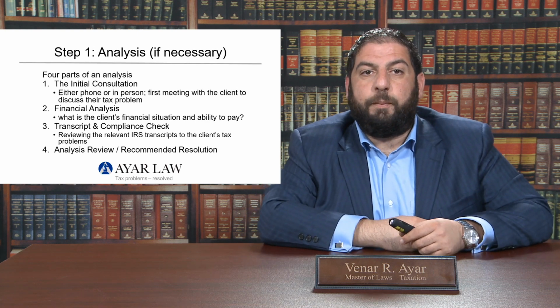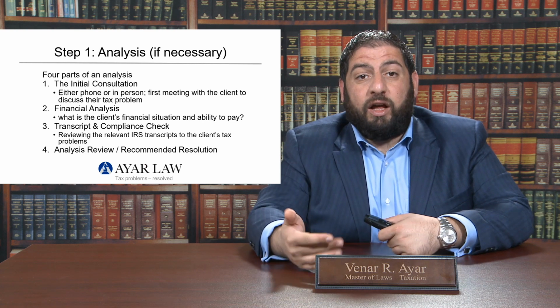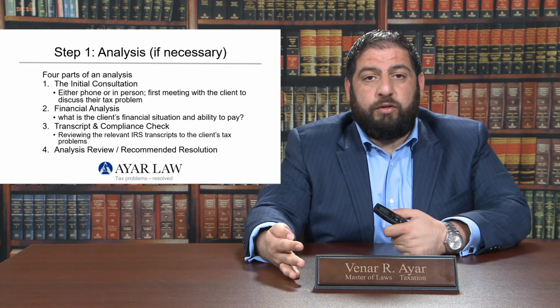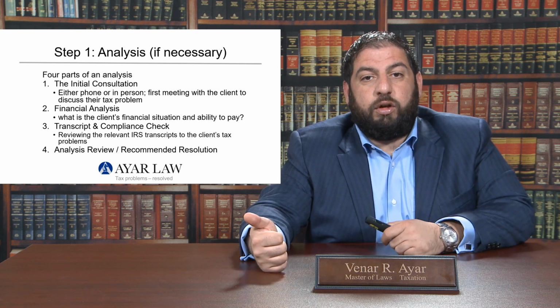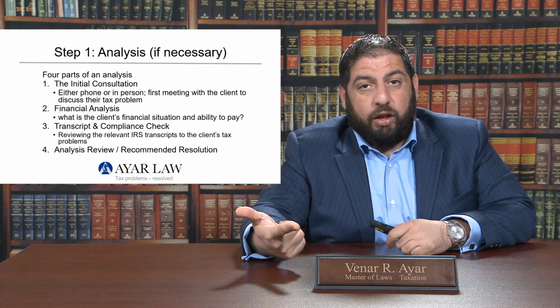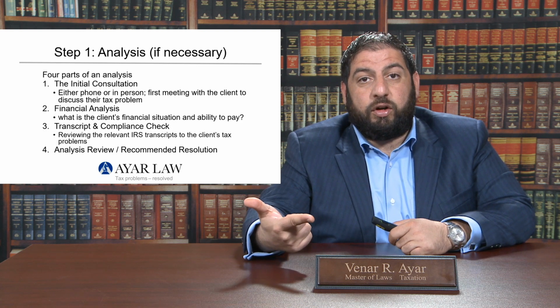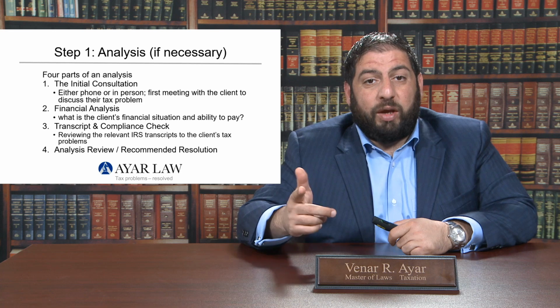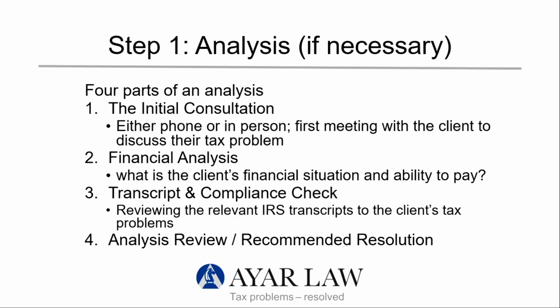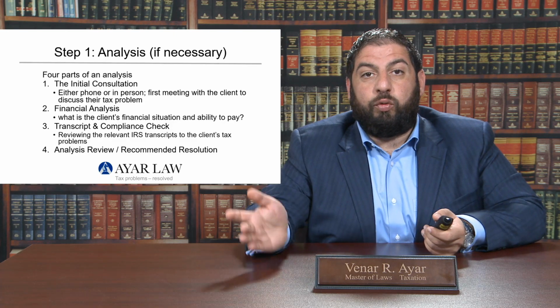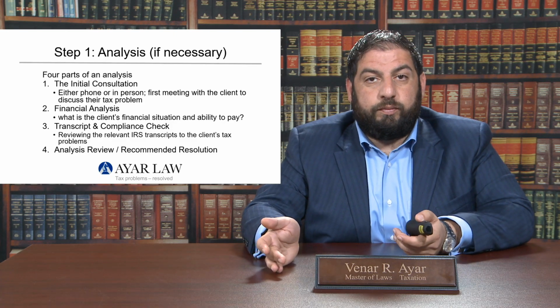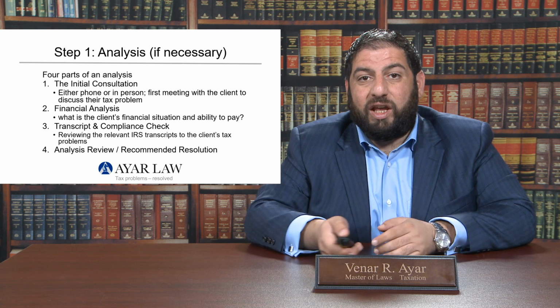contingent fee where appropriate. So doing the analysis, a quick reminder, there's 4 parts. You do the initial consultation, then you do the financial analysis, where you get an idea of their collectability. Those are oftentimes done together. And then you do the transcript, download all the transcripts, you do a compliance check, you review their situation, come up with a recommendation, and then you bring them back to go over it and make your recommendation. I'm not going to say any more about that.